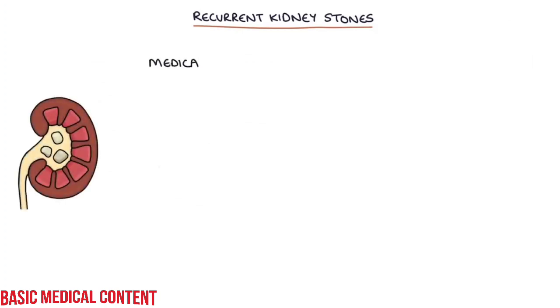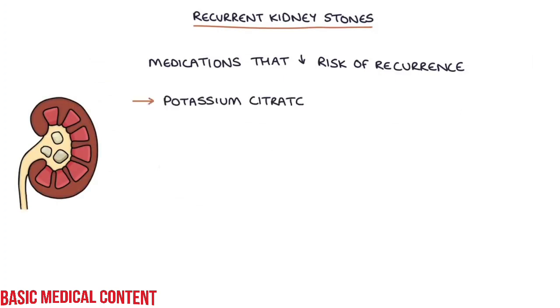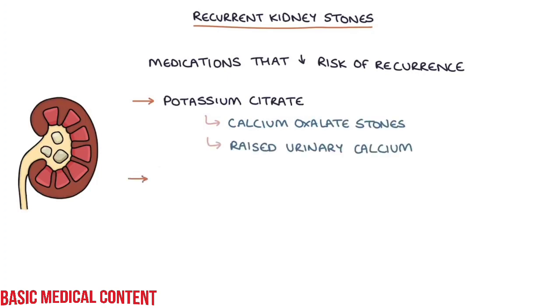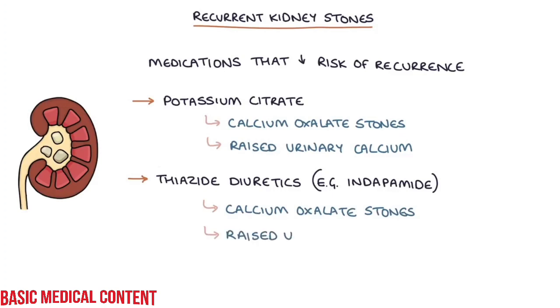There are two medications that may be used to reduce the risk of recurrence of kidney stones, and these are potassium citrate, which is used in patients with calcium oxalate stones and a raised urinary calcium, and thiazide diuretics, for example indapamide, and these are also used in patients with calcium oxalate stones and a raised urinary calcium.